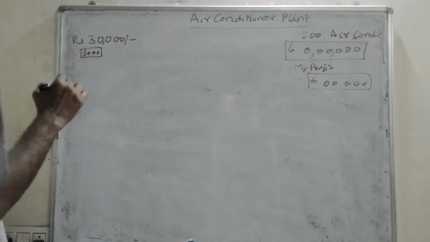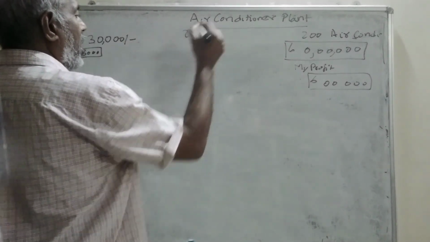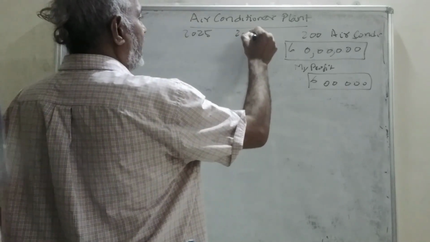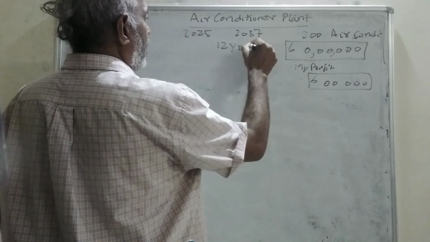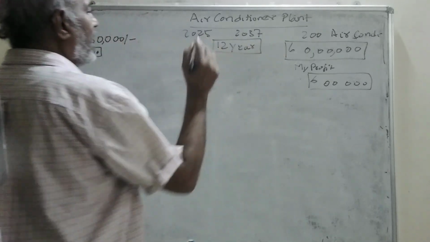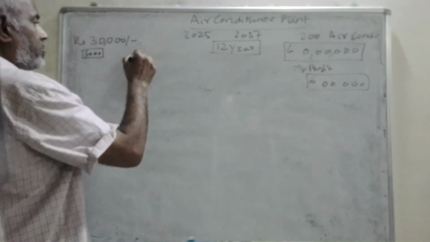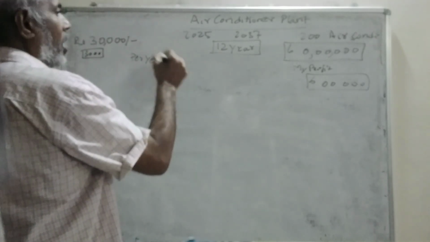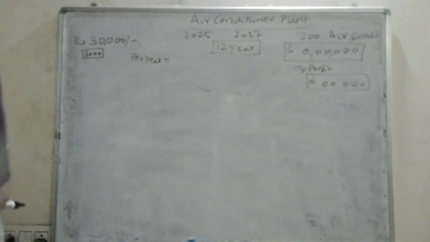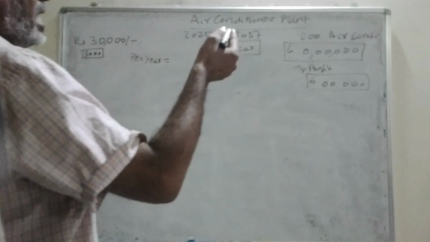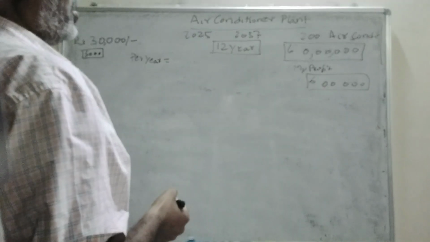Now I want to start the business in 2025 and exit the business in 2037. That means 12 years. I want to complete 12 years of entrepreneurship in manufacturing air conditioners. Now, per year, if I sell 200 air conditioners per month for 12 months, 2,400 air conditioners I'm selling.